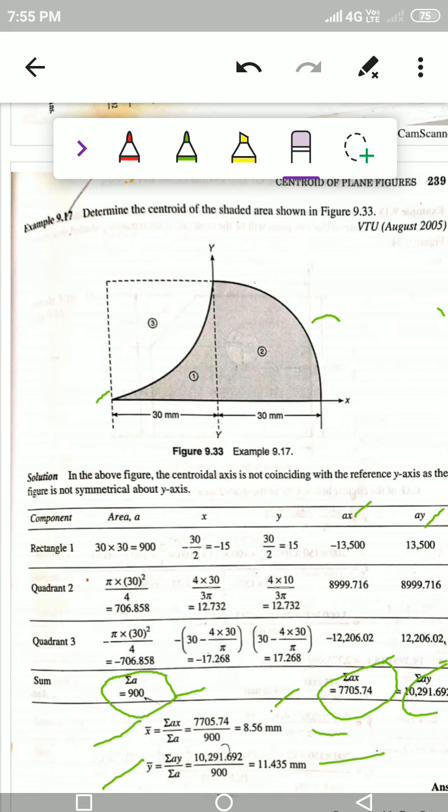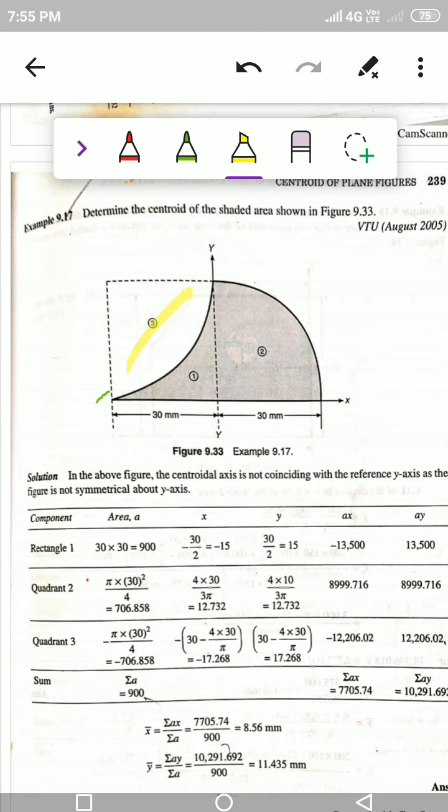So this is a somewhat different problem. Just observe this problem and try to solve it. If you have any doubts, feel free to contact me. So you don't get confused here, you can observe here only. This is the inverted quarter circle, and this is the regular quarter circle.